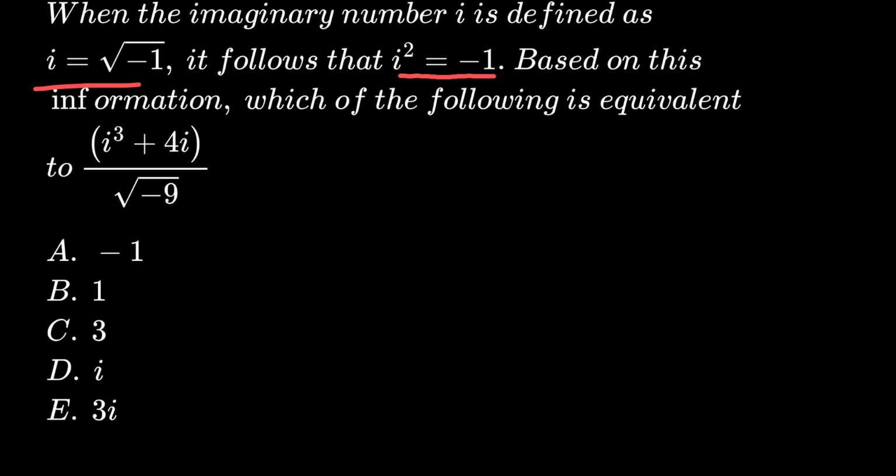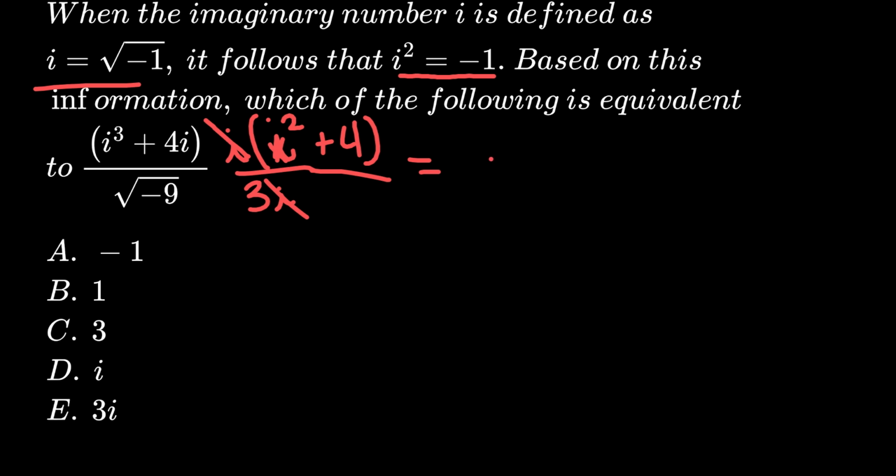All we have to do here is simplify. Well, how do we simplify, at least in this denominator? The square root of negative 9 is going to be an i, and the square root of 9 is 3, so I know 3i on the bottom. On the top, I can take a GCF of i out, leaving me with i times i squared plus 4. I can cancel out the i's on top and on bottom, and that leaves me with i squared plus 4 over 3.